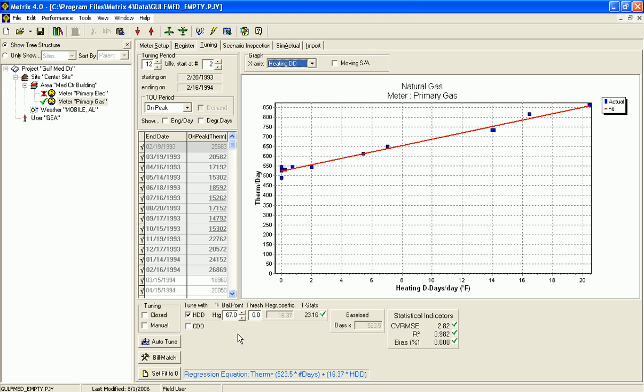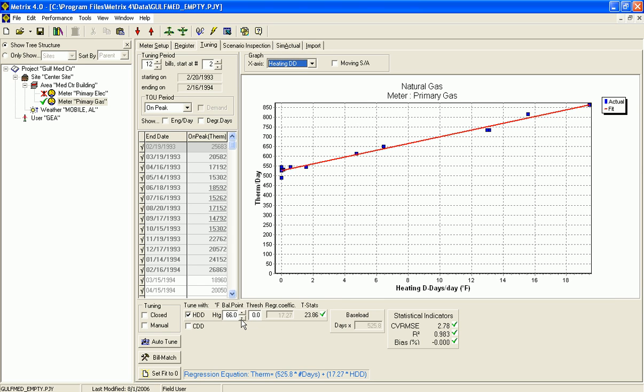We already know that for balance points above 67 degrees, our r-squared value will decrease. Now let's see what happens to our r-squared value as we bring our balance point below 67 degrees. At 66 degrees, our r-squared value actually increases to 0.983.